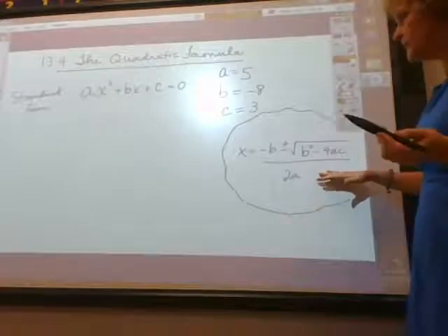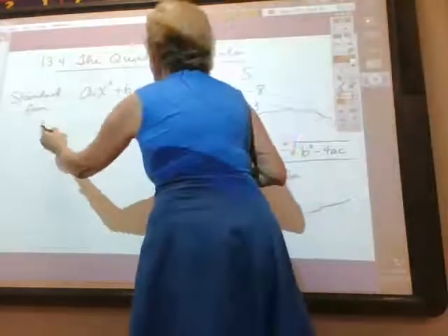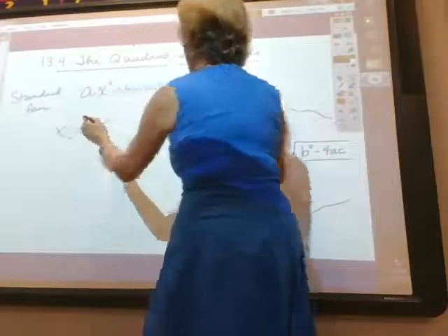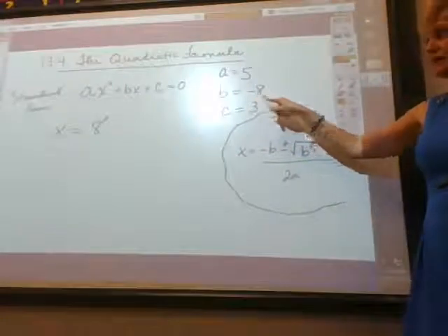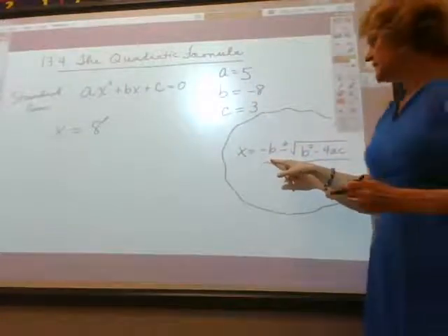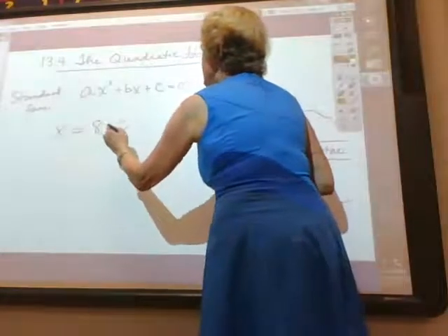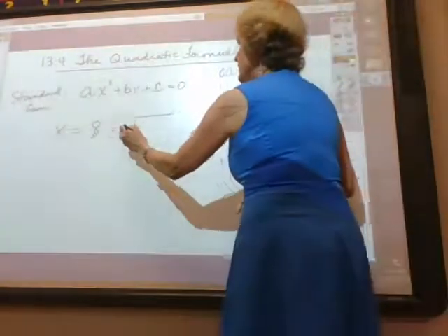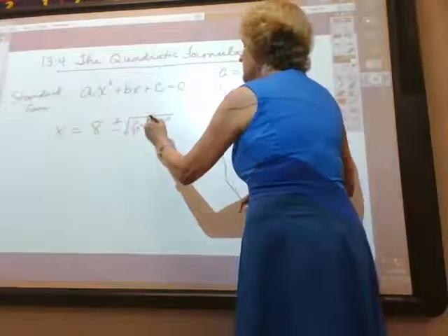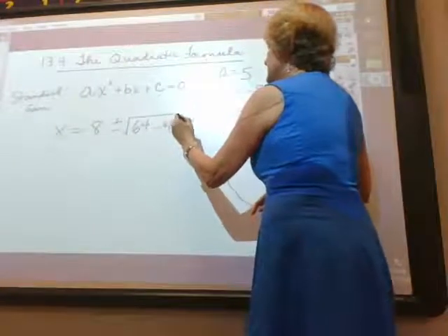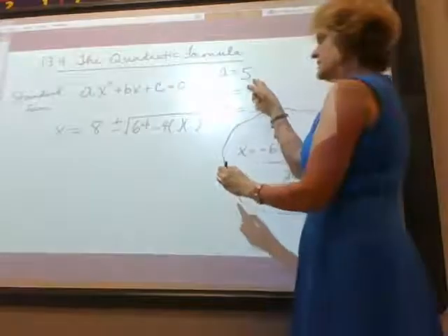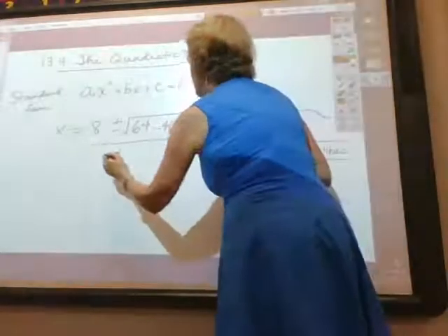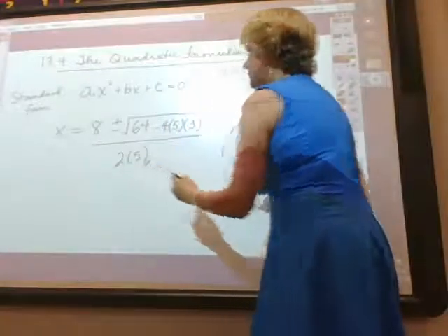Okay, my quadratic formula. All right, so x is equal to the opposite of b. So not negative 8, positive 8. I want the opposite of what b is. Okay, plus or minus the square root of b squared. So negative 8 getting squared is 64. Minus 4 times a times c. So a is 5, c is 3. And that's all over 2 times a.